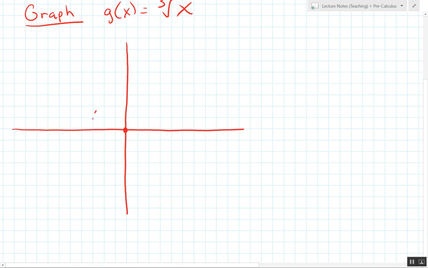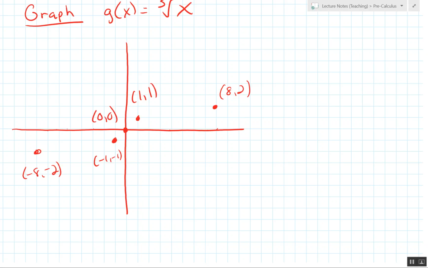So we're going to have the point 0, 0 on the graph. We'll have the point 1, 1. We'll have 8, 2 on the graph. So let me see, 2, 3, 4, 5, 6, 7, 8. So this is the point 8, 2. And then we'll also get points like this one, which is negative 1, negative 1. Then this one is negative 8, negative 2.